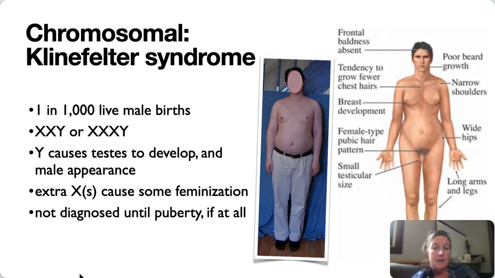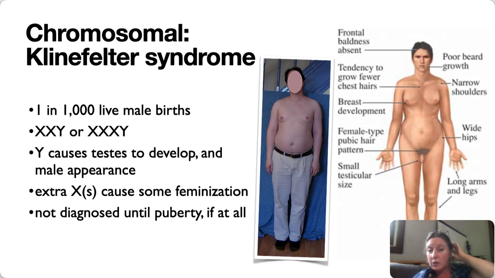Now, here's another example, Klinefelter syndrome. This occurs in about 1 in 1,000 live male births, and in this case, we have individuals that inherit either 1 or 2 extra X chromosomes. Because they have the Y chromosome and the SRY gene, their gonads still become testes, and the testes produce Mullerian inhibiting factor and testosterone. But the extra X chromosomes cause some extra feminization.